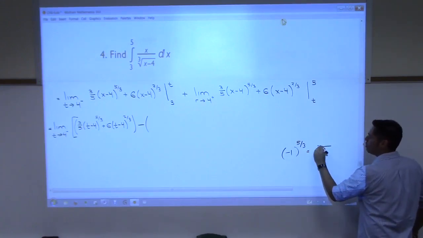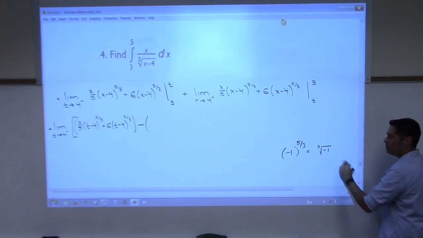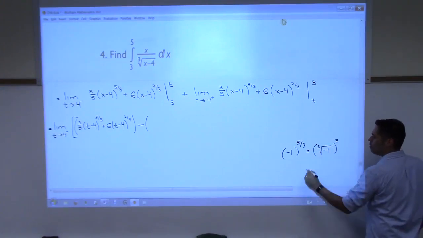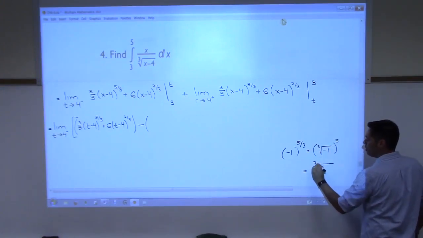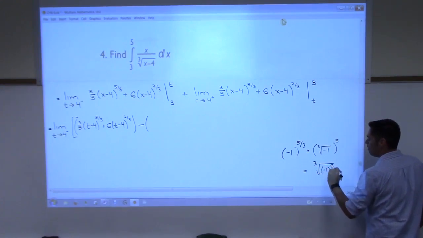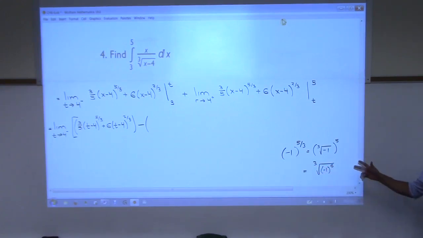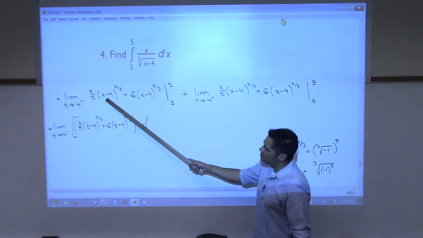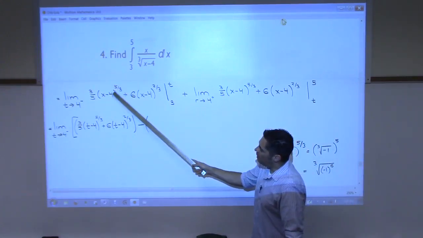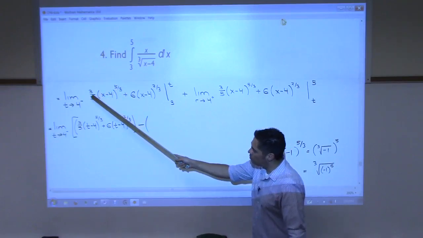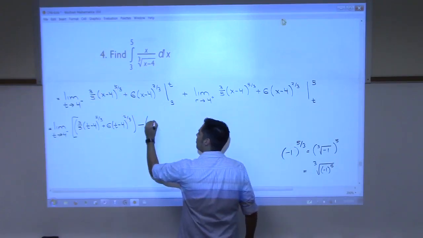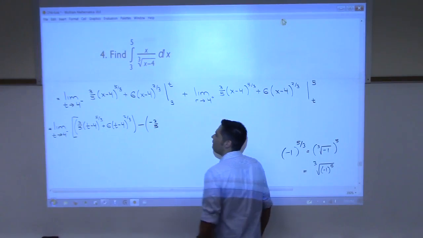That's the cube root of -1 to the 5th power. Or you could also say the cube root of -1 to the 5th. It doesn't matter what order you do those in. Just -1. But what is it? -1, right? Cube root of -1 is still -1, and then -1 to the 5th power is still -1. So when I plug in 3 into this and do all that 5/3 power, I get -1, then I multiply times 3/5. So how about just minus 3/5 there for the first part?